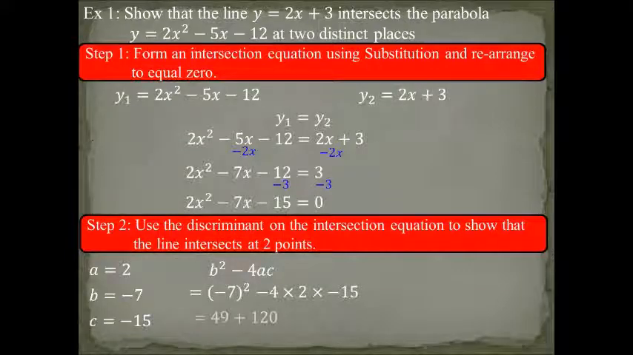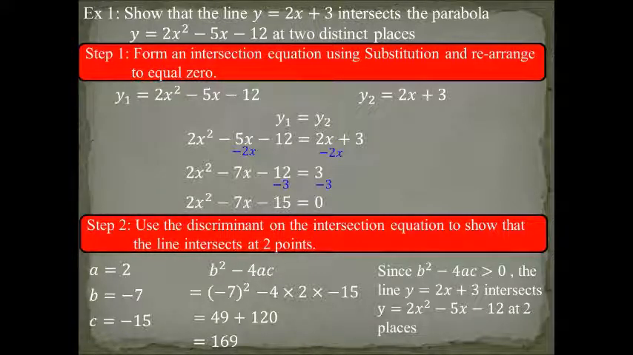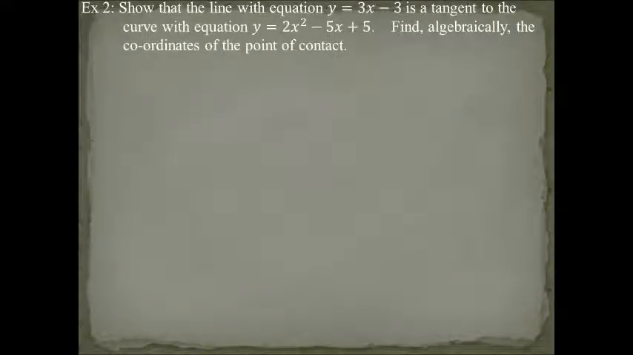So subbing them in, again, watch out for negatives and squaring and things like that. Sub the numbers in, do the number work, we get a number of 169, positive 169. And given it's a positive 169, that is our proof. When the discriminant is positive and greater than 0, we have two distinct points. So we can make a statement: since b squared minus 4ac is greater than 0, the line y equals 2x plus 3 intersects y equals 2x squared minus 5x minus 12 at two places. And that's your answer to the question, because all we were asked to do is show, and we've done the maths to show it. Second example, have a go at this.